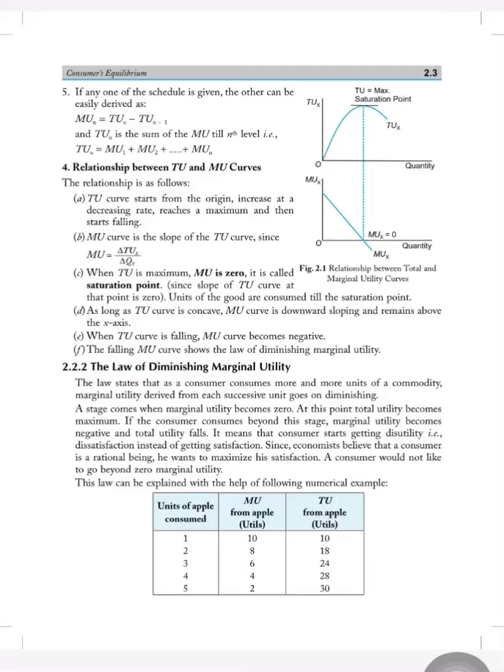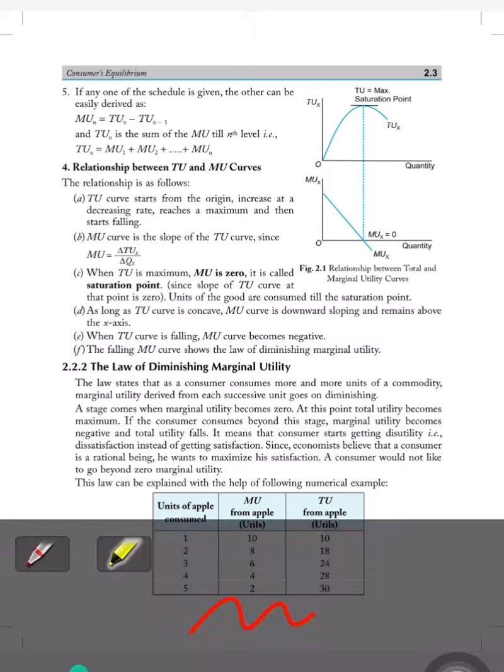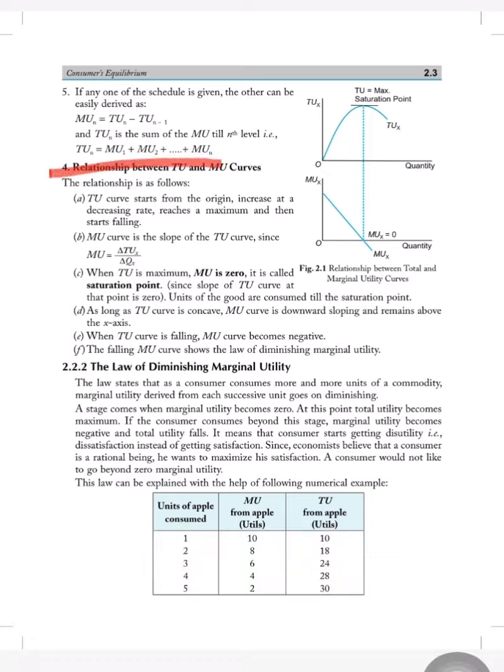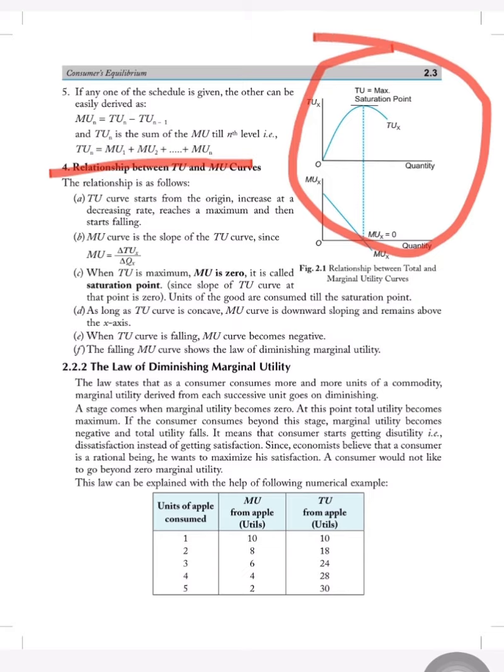Good morning, students. In the previous video, we discussed total utility and marginal utility. Today, we will discuss the relationship between total utility and marginal utility through this graphical representation.